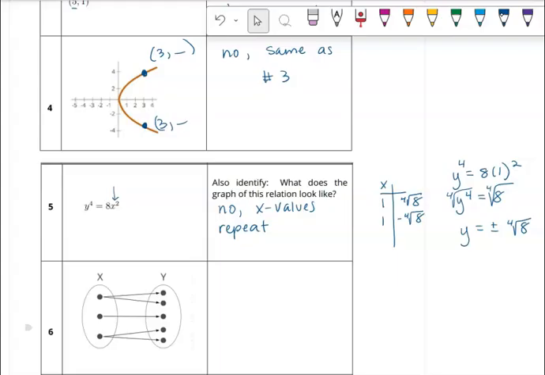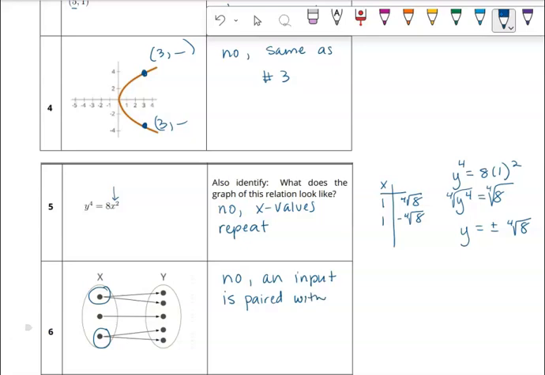Okay, so if we're coming back, we want to take a look, and remember the idea is we can't have an input paired with more than one output. And so right away I can see based on this input and this input, each of them are paired with more than one output. So we'd say no. An input is paired with more than one output. All right, that one's pretty easy. I mean, you really just look to see if the input is going towards more than one output.